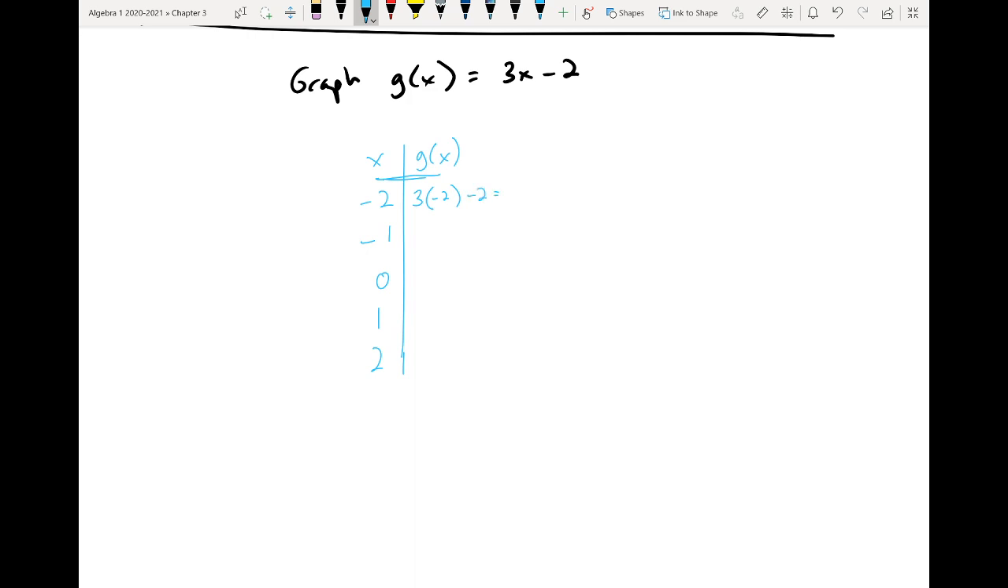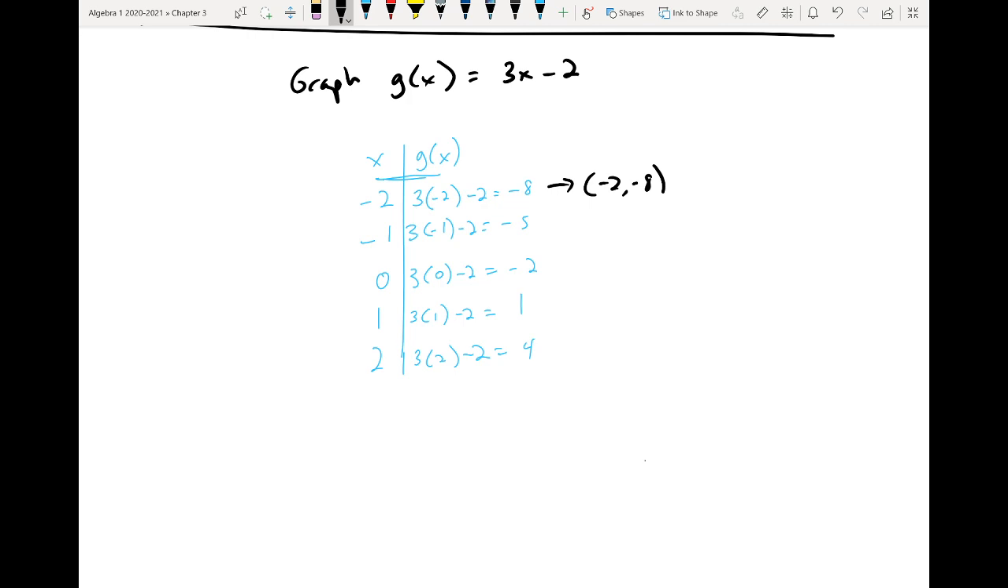So we evaluate 3 times -2 is -6, minus 2 is going to be -8. What this means is this is the point -2, -8. So we will go and plot that guy in a moment, okay? We have 3 times -1 minus 2, right? It's going to be -5. We have 3 times 0 minus 2, which is, of course, just -2. We have 3 times 1 minus 2, which is just going to be 1. And we have 3 times 2 minus 2, which is going to be 4.